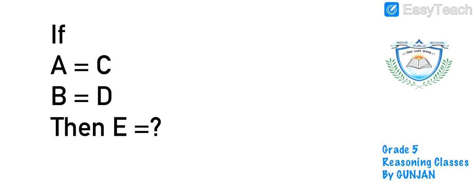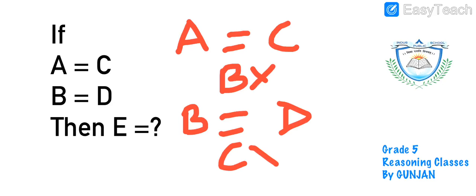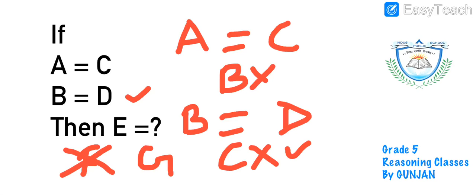Now, if you clearly see, A is equal to C. That means here B is skipped, if we write all the alphabets in alphabetical order. Similarly, if I write B is equal to D, that means C is skipped. So, to find out the answer, E is equal to what? The answer will be G, because we have to skip F to get our answer.